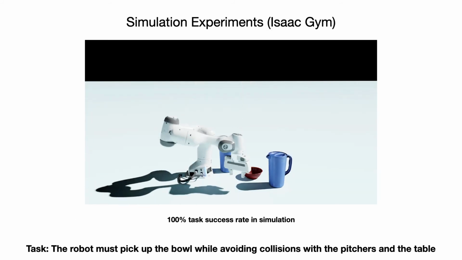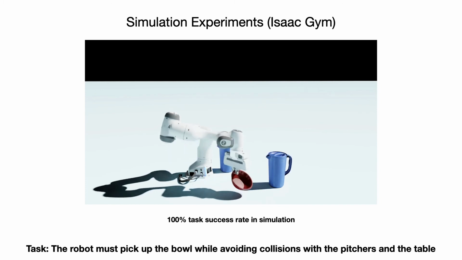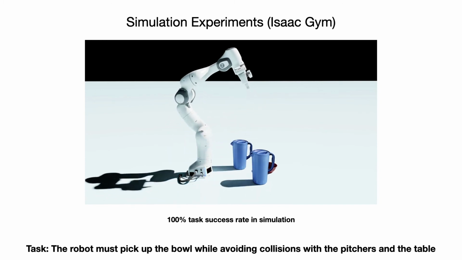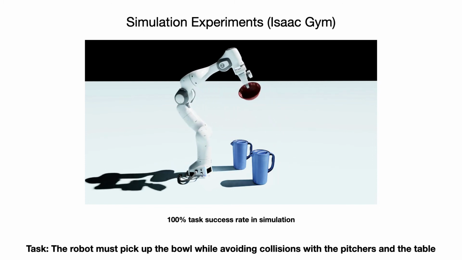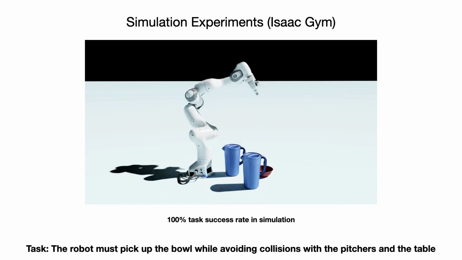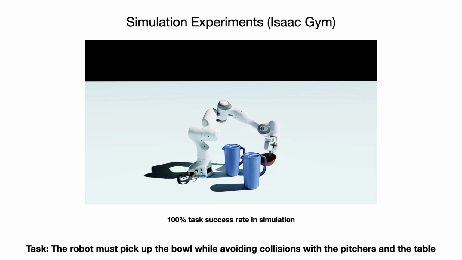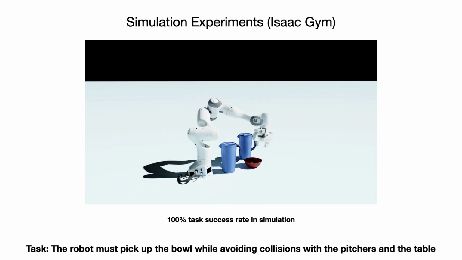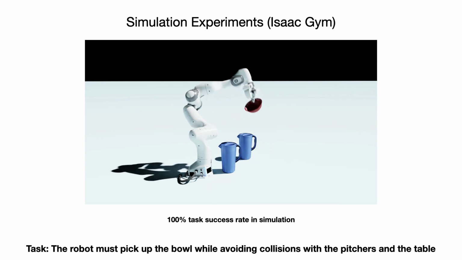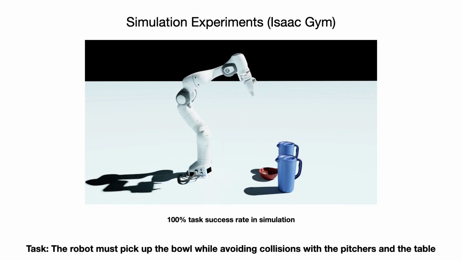Here we show the experiments in simulation. The task here is to pick up the ball while avoiding collisions with the two pitchers and the ground. In simulation, we achieve a task success rate of 100%. A run is labeled as a success if the robot successfully picks up the ball without collisions with the pitchers or the ground.